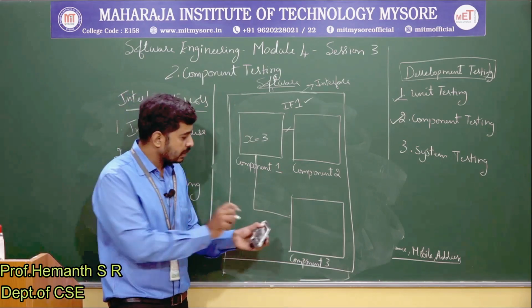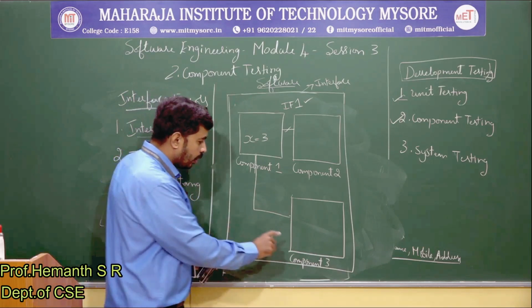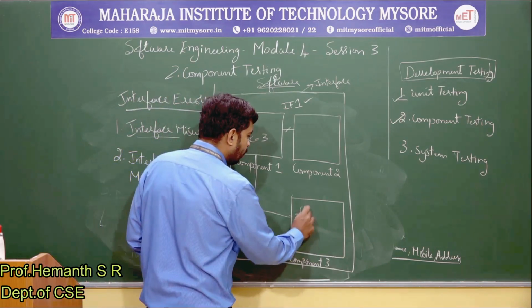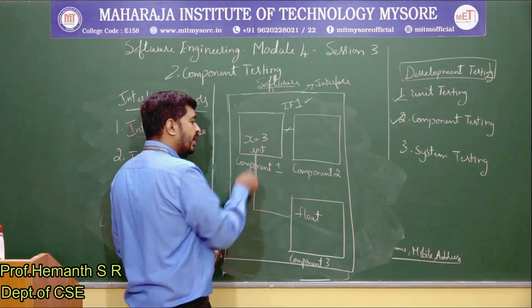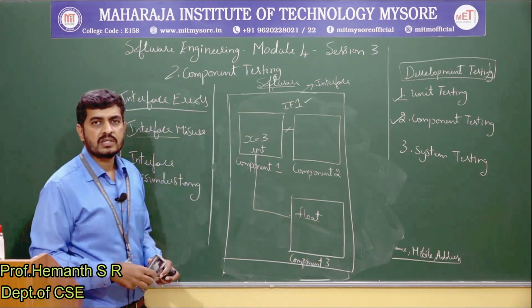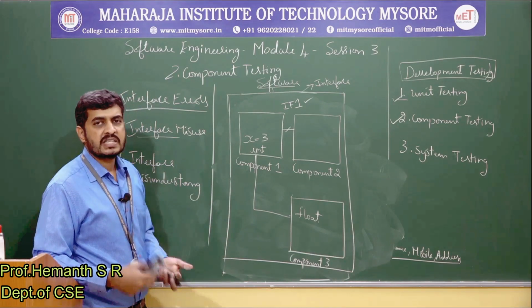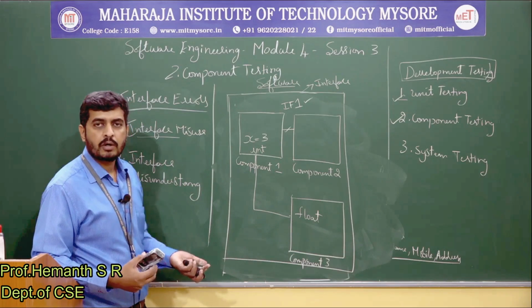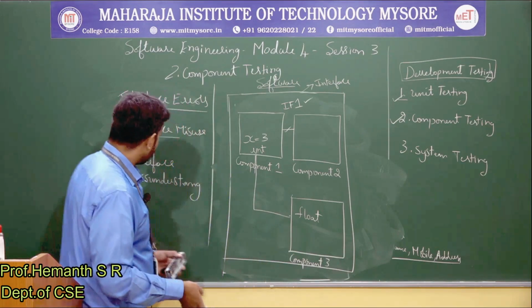We will just assume this as an example for clarity. Component 3 is expecting a float value, but component 1 is sending an int value through the interface. Now what will be the consequence? Obviously it will be a misunderstanding, or it may be an error, or it may result in some unexpected situations.